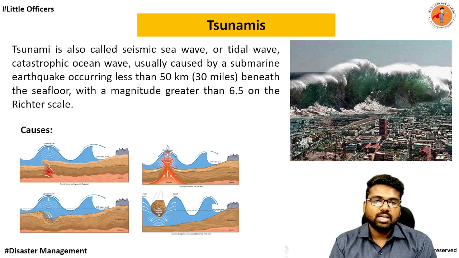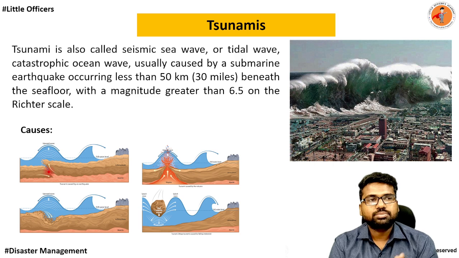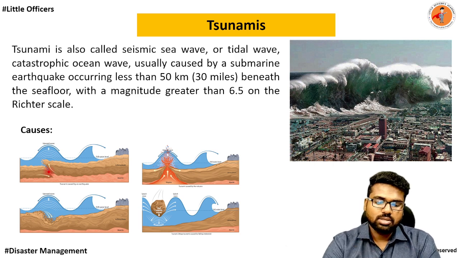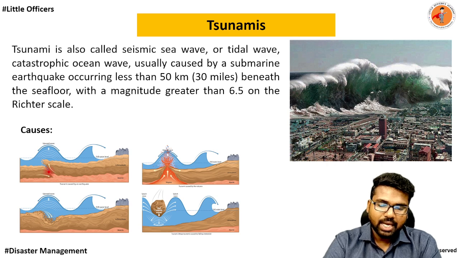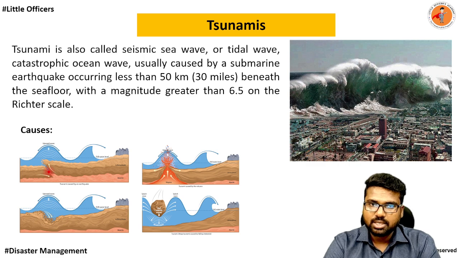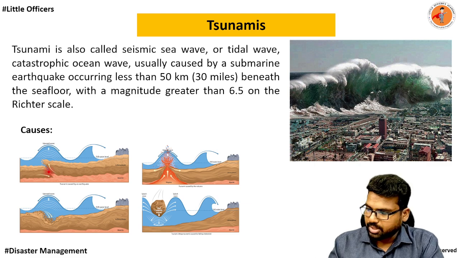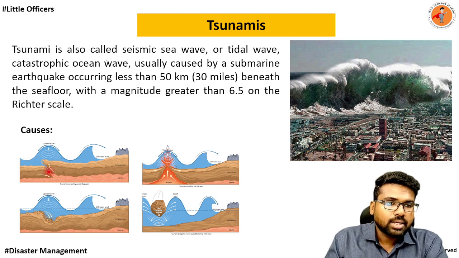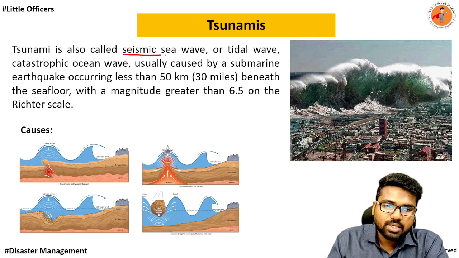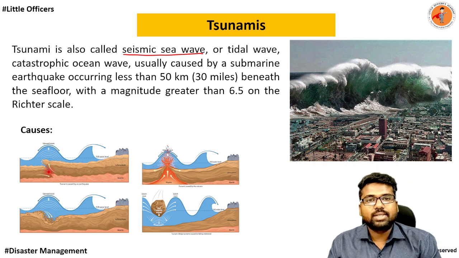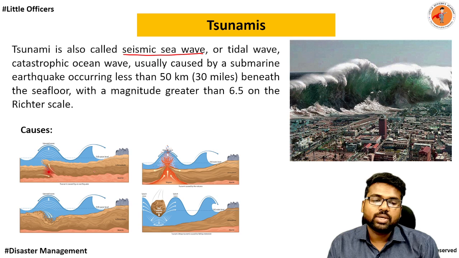Okay, so that covers the entire cyclone, its meaning, its mechanism, causes, consequences, and what kind of mitigation and management can be done. Now moving on to the next disaster, that is tsunami, another related one. So let us try to look at tsunami. Okay, so tsunami, what is it? See, it's also called seismic sea wave, or you can say tidal wave or catastrophic ocean wave.